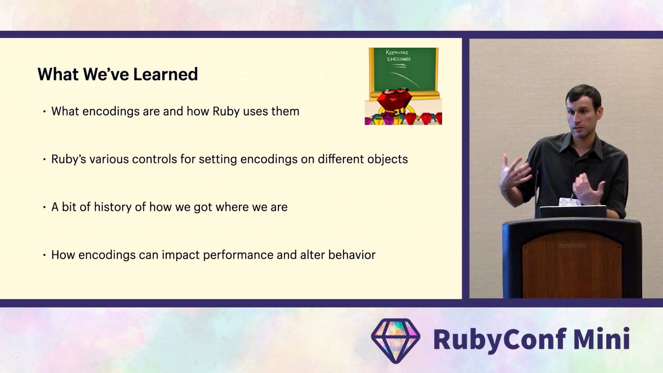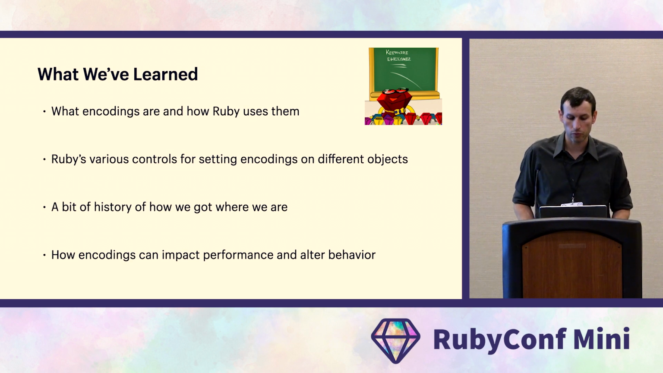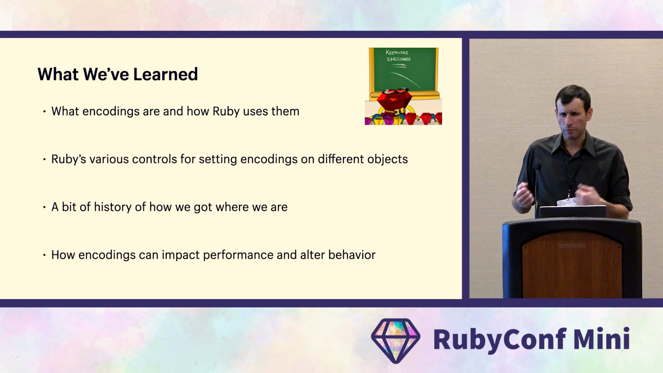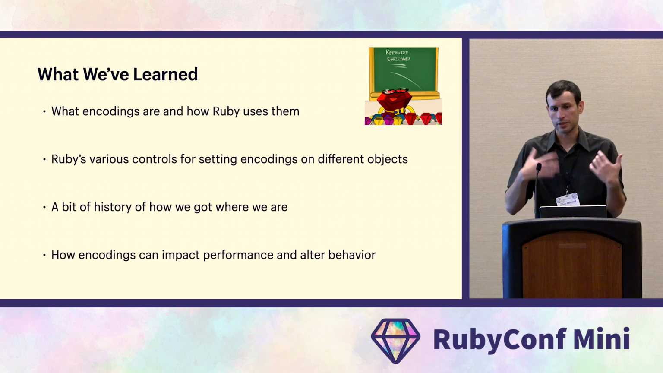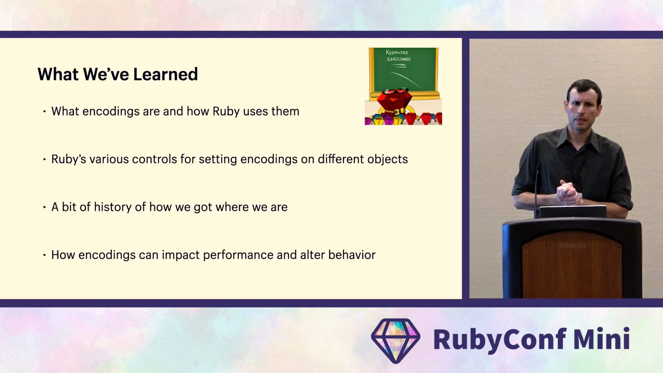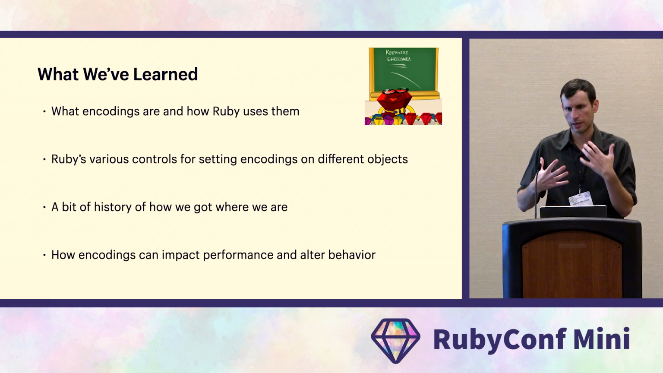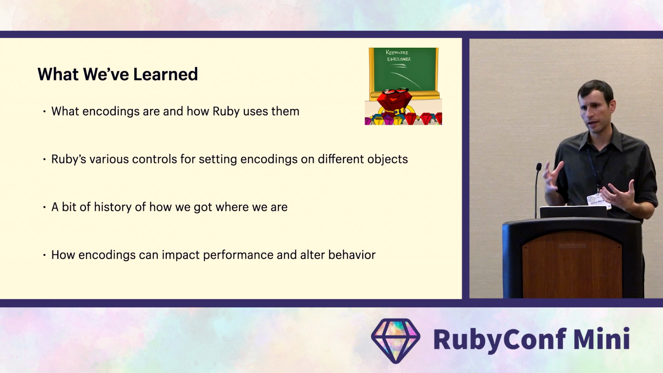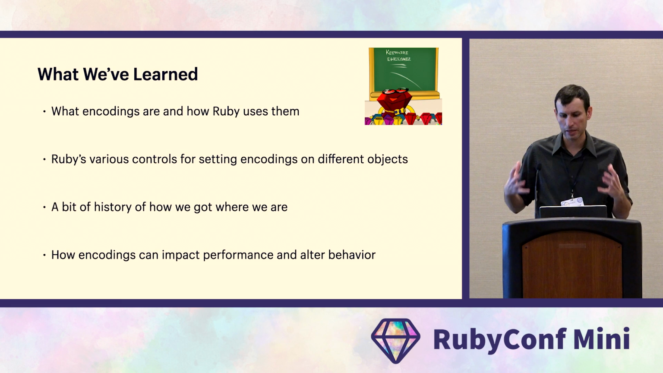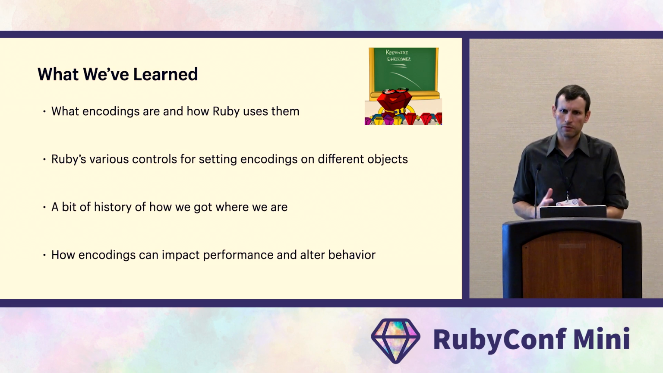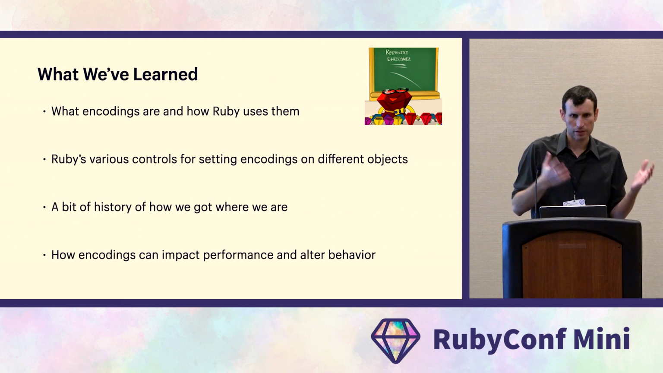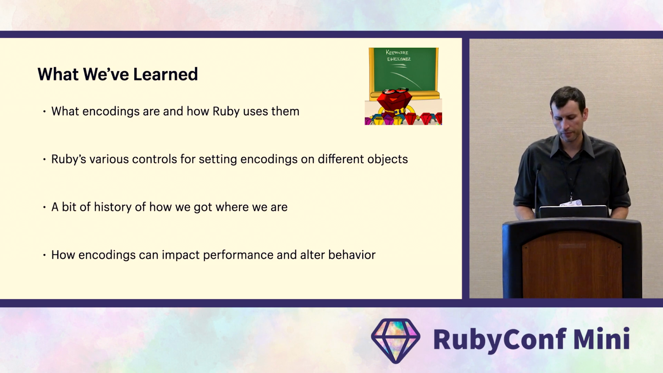So we've looked at encodings, just the general concept, how they apply to Ruby, and Ruby's different mechanisms for transcoding and changing the encoding on strings. There's some history here, both in Ruby and just in computing in general, for why the encoding system is kind of messy, and we have hopefully a richer appreciation for how this can impact performance and behavior.